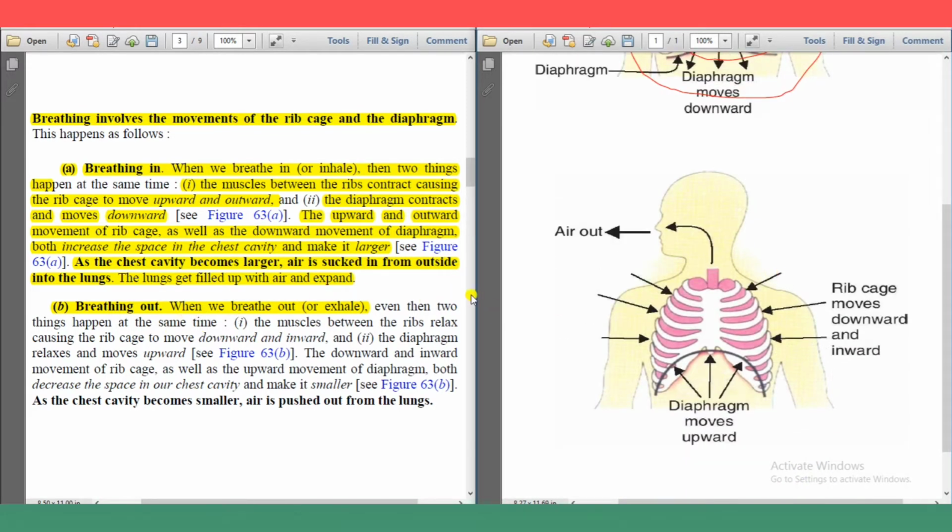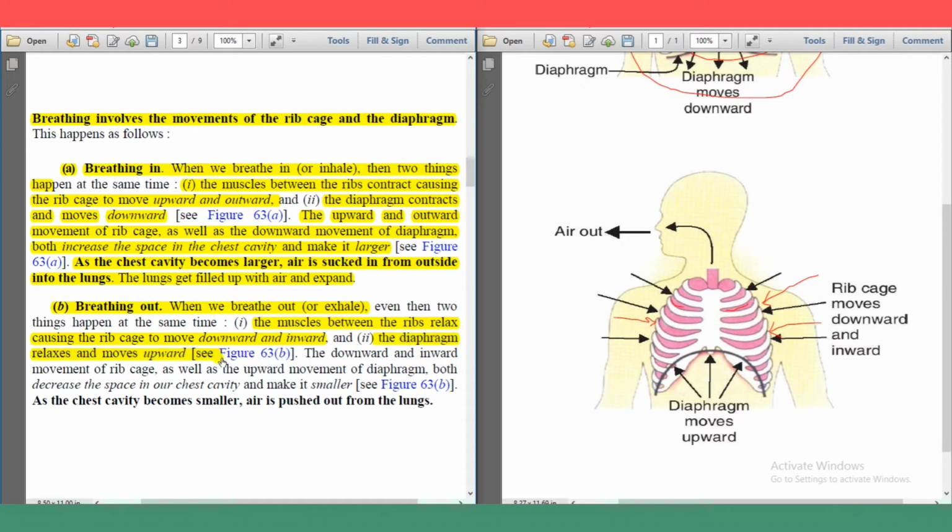In the breathing out process, it happens in the opposite way. When you breathe out, the muscles between the ribcage relax and the ribcage moves downward and inward. You can see here the ribcage is moving downward and inward, and at the same time the diaphragm relaxes and moves upward.